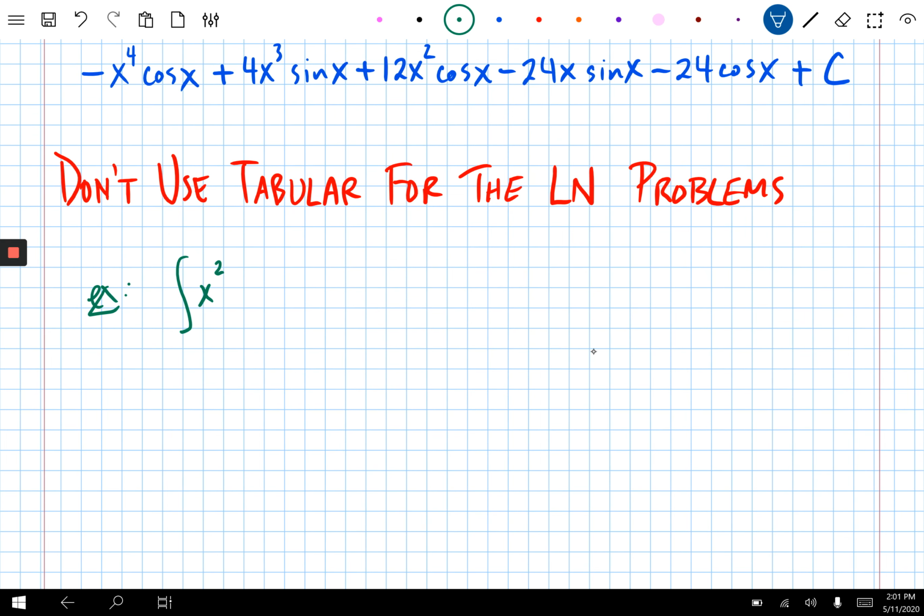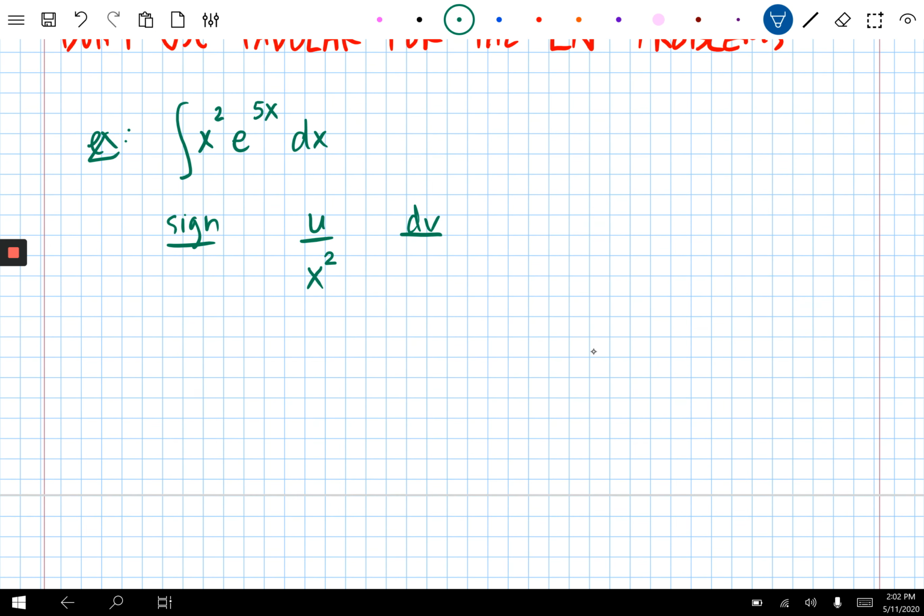x squared times e to the 5x. So let's use tabular again. So we got a sign column, a u column, and a dv column. I wouldn't use u equals e to the 5x because then du is 5e to the 5x, then 25e to the 5x, right? So I'm going to let u equal x squared. The whole point is this is going to zero out. So the derivative of x squared, 2x. Derivative of 2x, 2. Derivative of 2, 0. So the signs, I got a plus, minus, plus, minus.